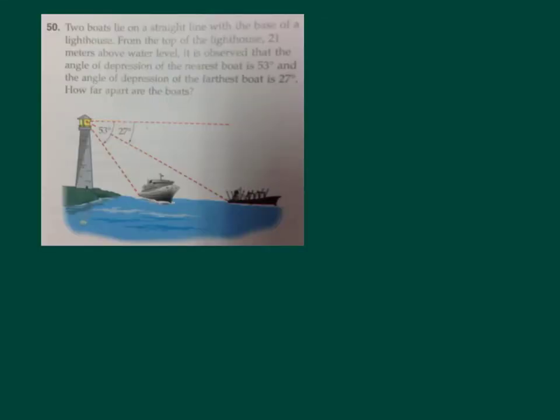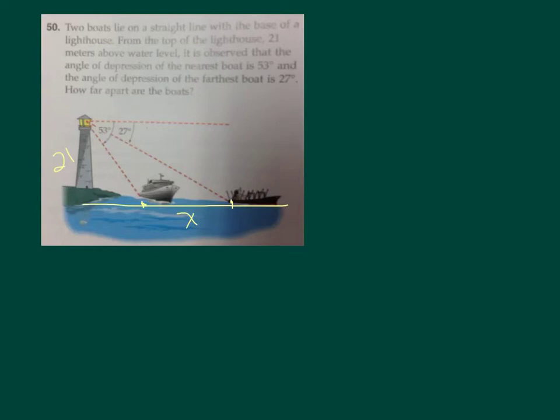Two boats lie on a straight line with the base of a lighthouse. From the top of the lighthouse, 21 meters above water level, so this is 21, it is observed that the angle of depression to the nearest boat is 53 degrees, and the angle of depression to the farthest boat is 27 degrees. How far apart are the boats? So we're looking for x.